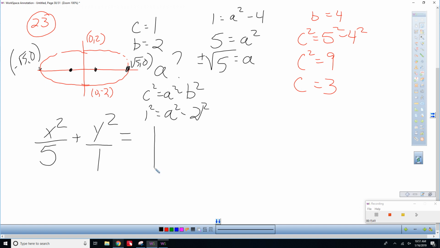Let's make sure these work. If I put in a negative radical 5, yep, it works. If I put in a 0 for x and a 2 for y, ooh, doesn't work, so I've messed it up. Good thing I checked my answer. I was thinking that B was 1. B is not 1. C is 1. B is 2. Let's plug them in. Alright, much better.